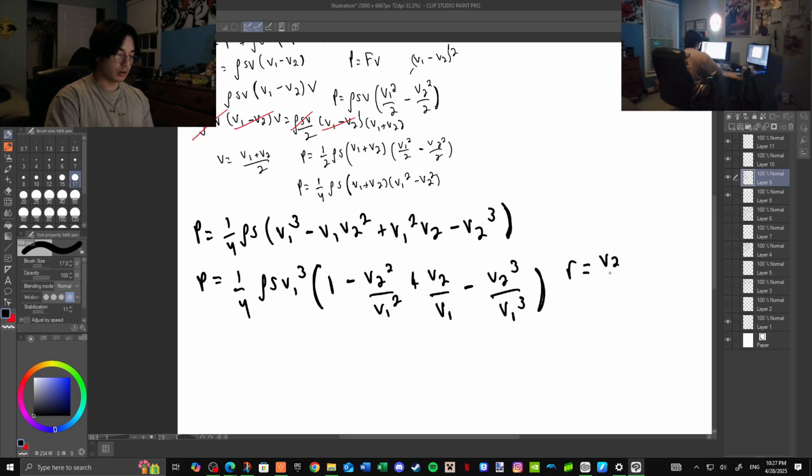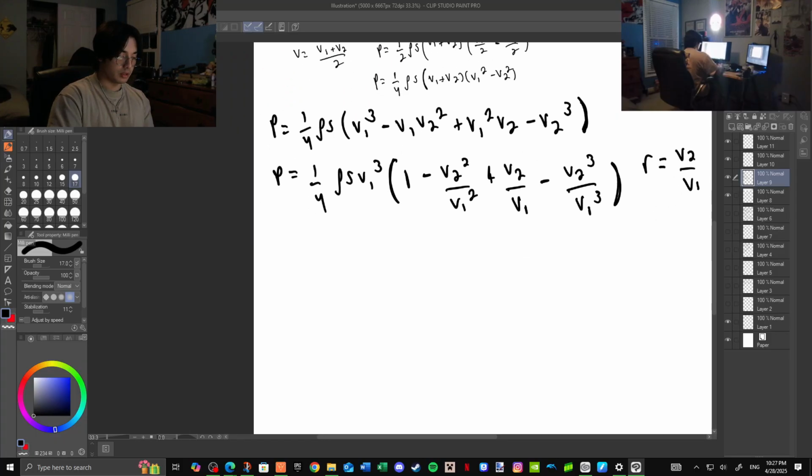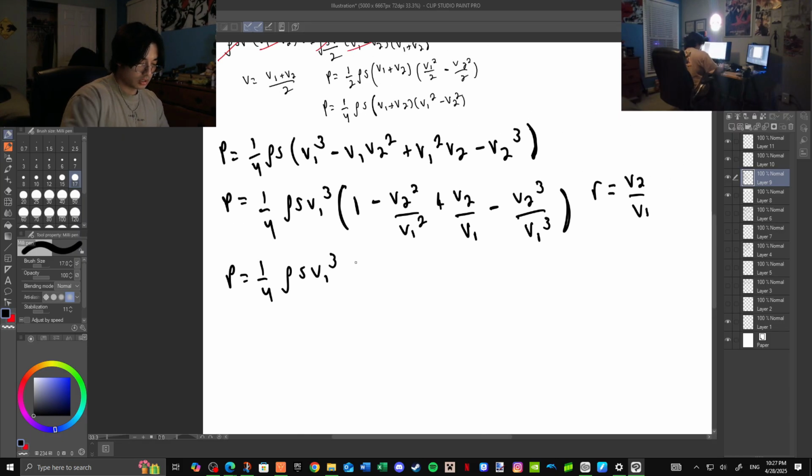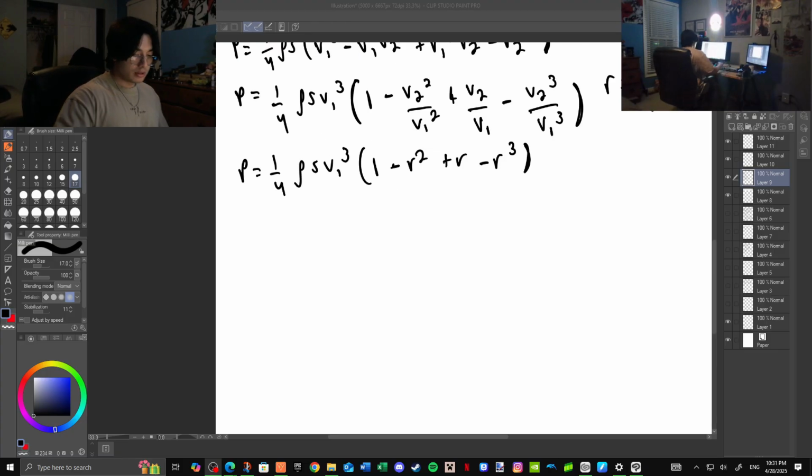Now to simplify this a little more, we can actually set a variable for V2 over V1. We're going to just call it R. So R will equal V2 over V1. With that, we can simplify this a little more: 1/4 rho S V1 cubed times 1 minus R squared plus R minus R cubed. And so we need to recognize that R is the ratio of the velocity of the air leaving relative to the velocity of the air entering the system.